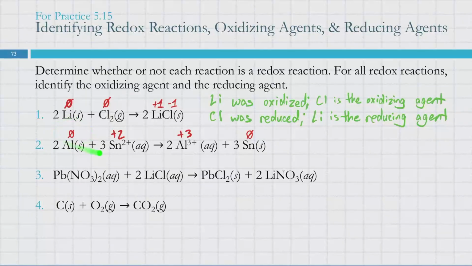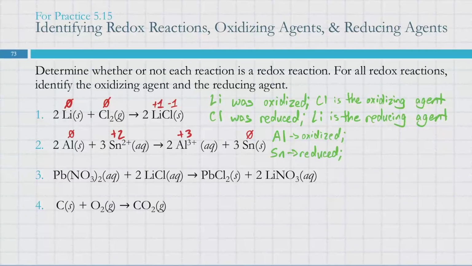Did we have things that changed their oxidation number from the left side, the reactant side, to the product side, the right side? We sure did. So aluminum went from a 0 to a +3. That means that aluminum was oxidized. Tin is the other thing that's in there. Tin went from a +2 to a 0, so tin was reduced. The oxidation state number went down.